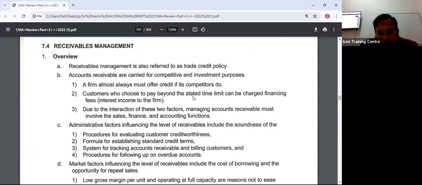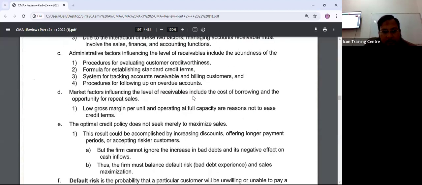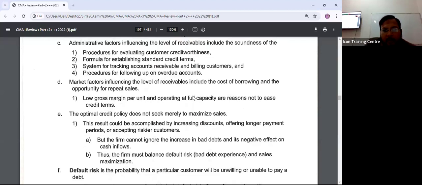Now, administrative factors influencing the level of receivables include the soundness of the procedures for evaluating customer creditworthiness, formula for establishing standard credit terms, system for tracking accounts receivables and billing customers, and procedures for following up on overdue accounts. Now we have market factors influencing the level of receivables include the cost of borrowing and the opportunity for repeat sales. Low gross margin per unit and operating at full capacity are reasons not to ease credit terms.